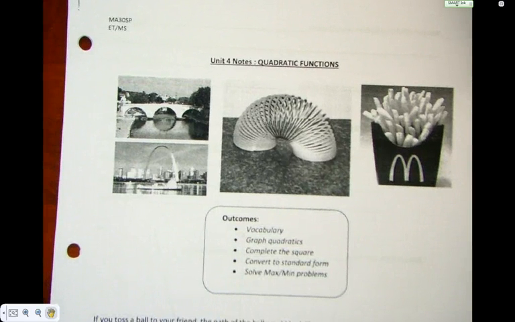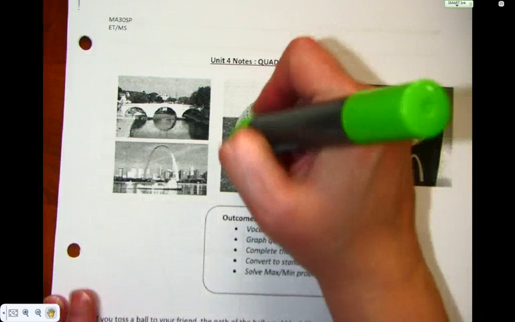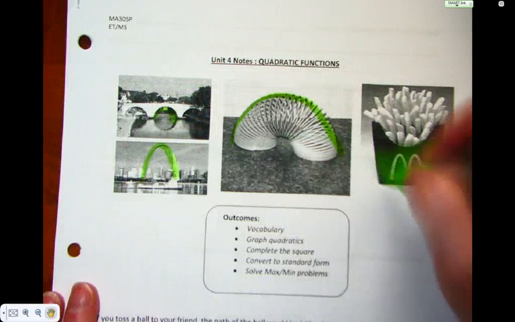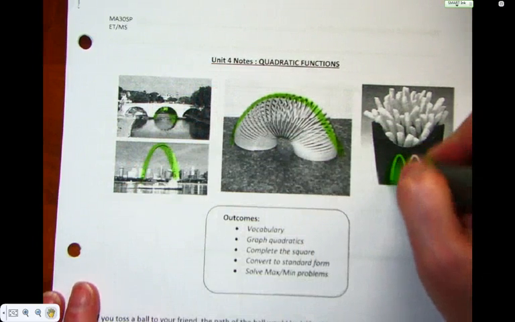So we looked at very, very briefly last unit what a quadratic equation looks like when you graph it, but this is where you get this shape from. So the bridge is going to happen there, St. Louis Arch, McDonald's is 2 of them.